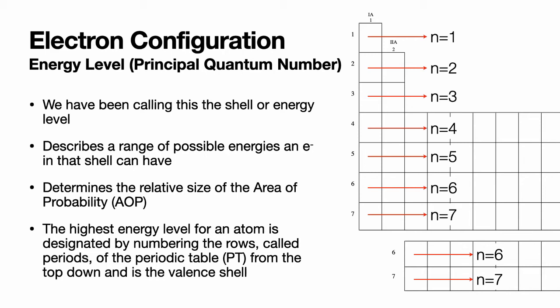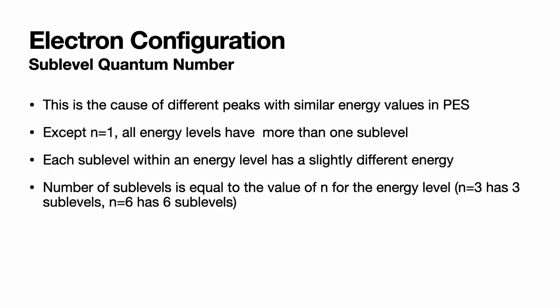And we've also talked about this. Except for the first energy level, every energy level has multiple sublevels. How many? Equal to the number of that energy level. So the first energy level has one sublevel. The second energy level has two sublevels. The third energy level has three sublevels. So on and so forth.